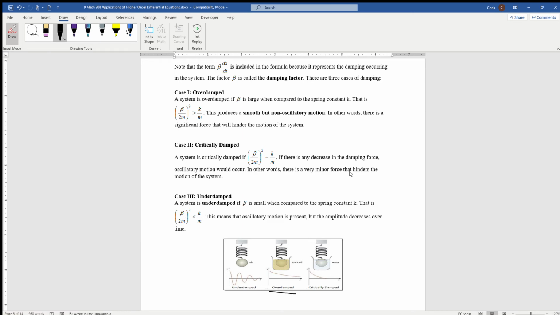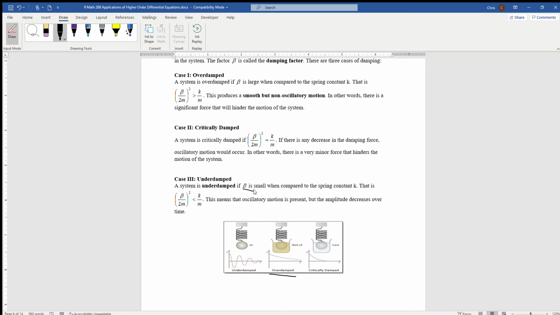And then we have underdamped, where this damping factor is small when we compare it to the spring constant. Essentially what that means is that there's going to be some oscillatory motion, and over time that oscillatory motion is going to eventually slow down.